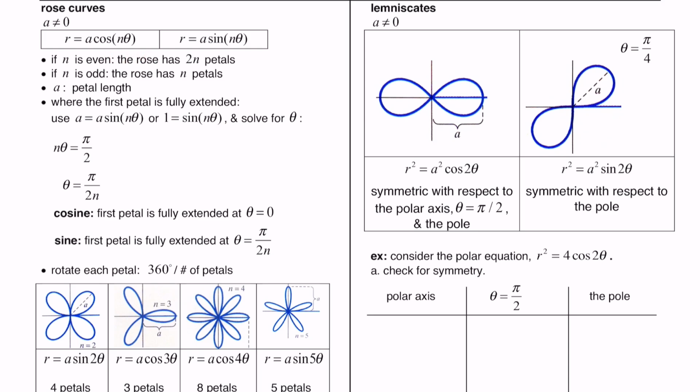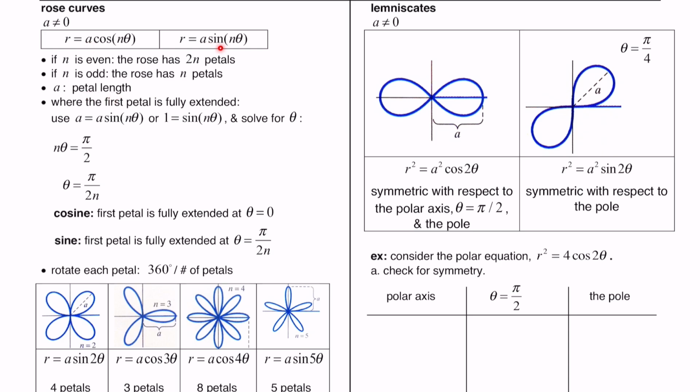For Rose curves, you look at the value of n, which is the number in front of theta. If n is even, then the Rose curve will have double that number of petals. If n is odd, the Rose curve will have exactly that same number of petals. The number in front, the a value, is going to be the length of each petal.